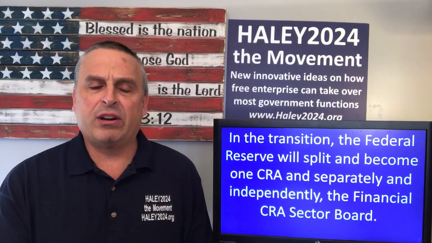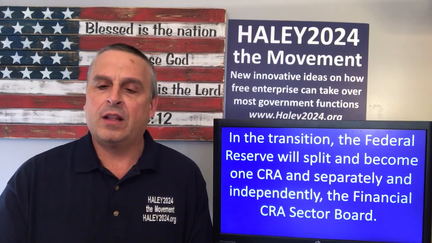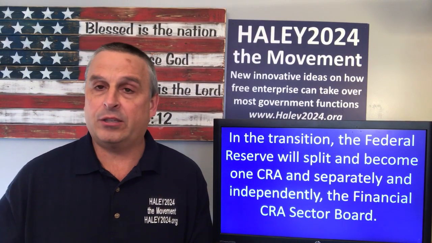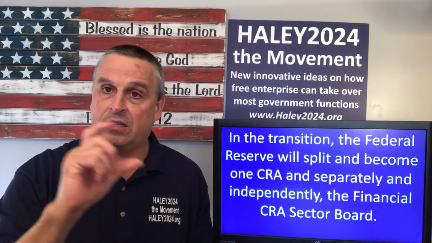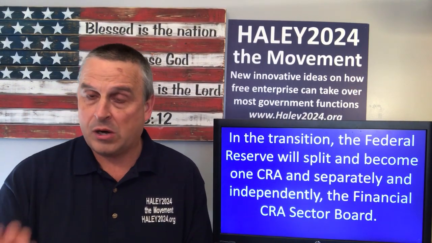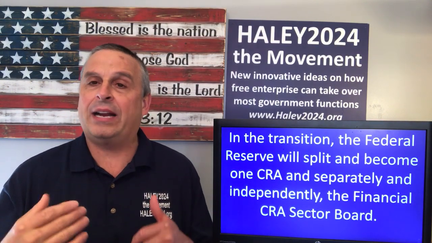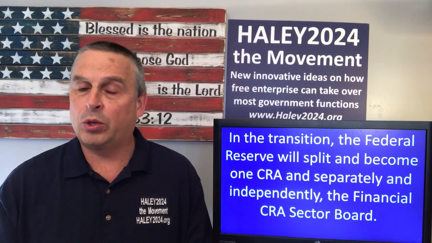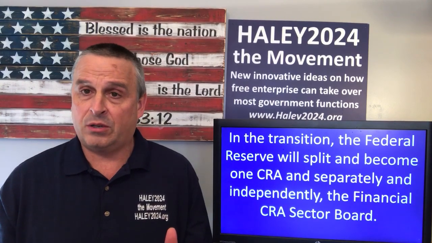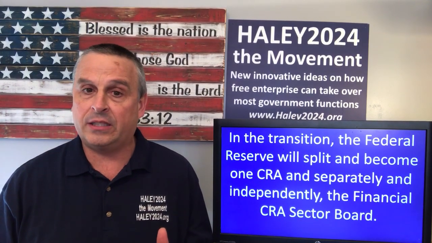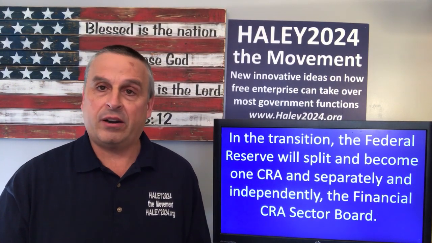In the transition, the Federal Reserve will split and become one CRA and, separately and independently, the Financial Sector Board. If you don't remember, the Sector Board is a representative body. A CRA is one of the 12 CRAs, full governmental units. The Federal Reserve has all the expertise, all the knowledge right now, so many of the people who really know what they're doing. They're going to split up the responsibilities, which are totally different. One's going to be at the Financial Sector Board, the representative body, and one's going to be independently the CRA.